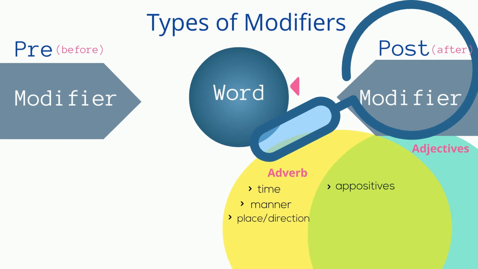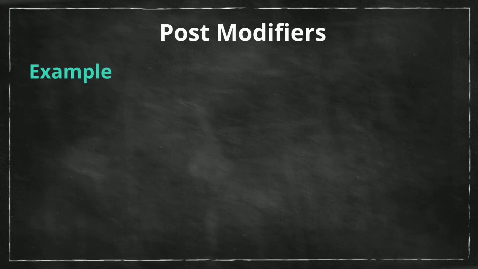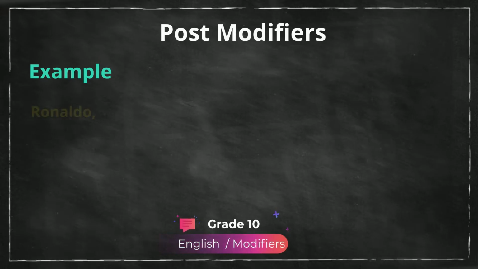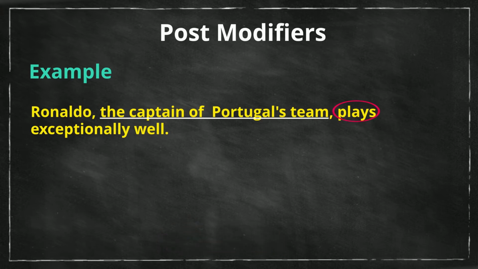Appositives, prepositional phrases, infinitives, dependent clauses, and more usually come after the noun they modify. For example, "Ronaldo, the captain of Portugal's team, plays exceptionally well." The phrase after the noun Ronaldo and the adverb after the verb plays are post-modifiers.